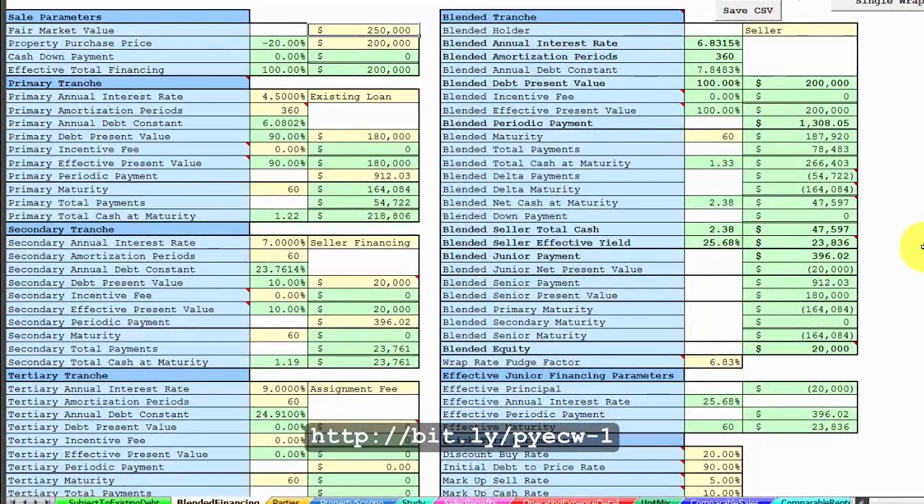Let's assume you found a motivated seller with a move-in ready property, fair market value $250,000. Your goal is to negotiate a discount of 20% on that property. In this scenario, we'll assume that there's an existing loan of $180,000, 4.5% annual interest rate, 30 years remaining. Now a seller might think that $250,000 minus $180,000, he has $70,000 in equity.